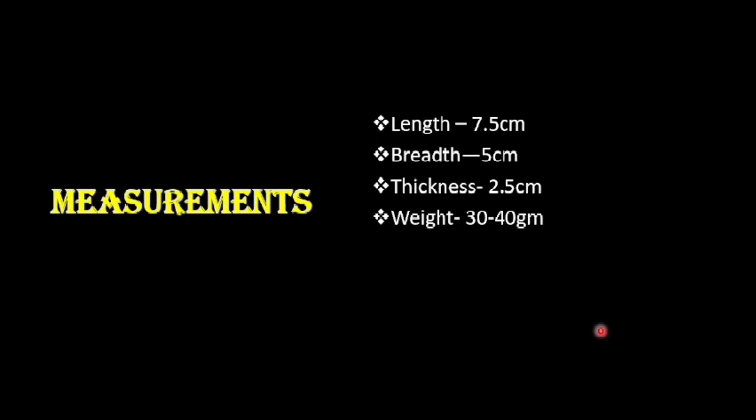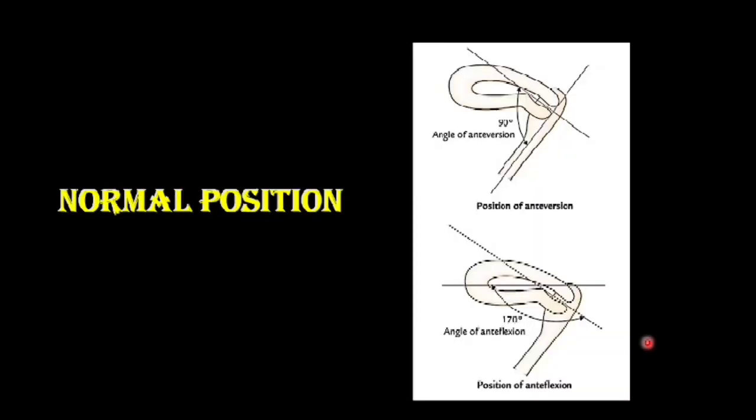So now we'll see the position of the uterus. What do we mean by the normal position of the uterus? When the bladder is empty, the position of the uterus is said to be anteverted and anteflexed. That means the body of the uterus is tilted forward onto the superior surface of the bladder, which provides support to the uterus. Now what do we mean by anteversion?